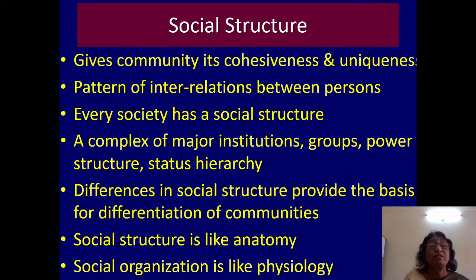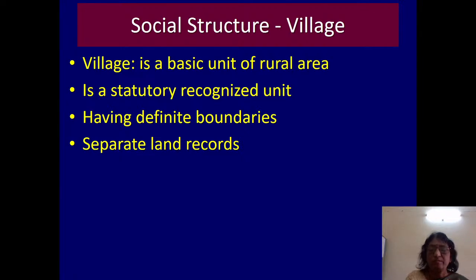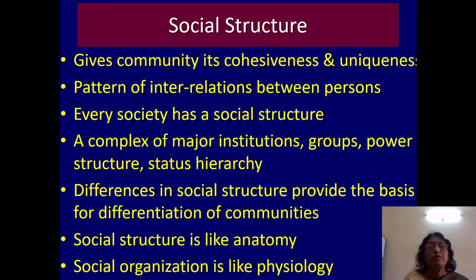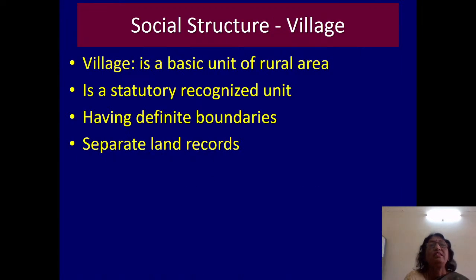Is a businessman. So their institutions are major institutions. I am just giving an example so that it will be easy for you all to remember. So, social structure provides the basis for differentiation of communities. Just like anatomy, physiology, etc. Anatomy is structure, physiology is function, so it is organization. Just remember this. This is asked in your Viva.